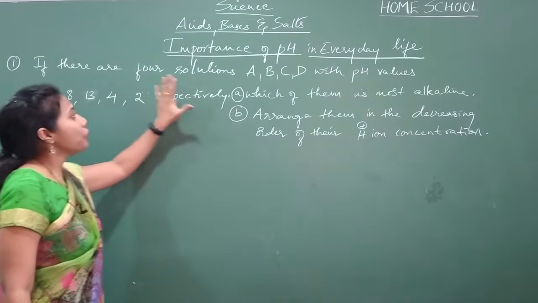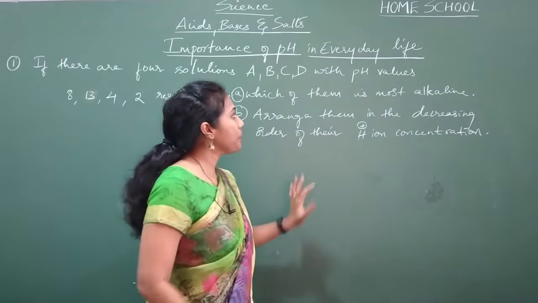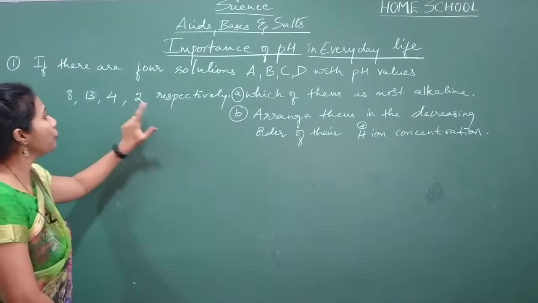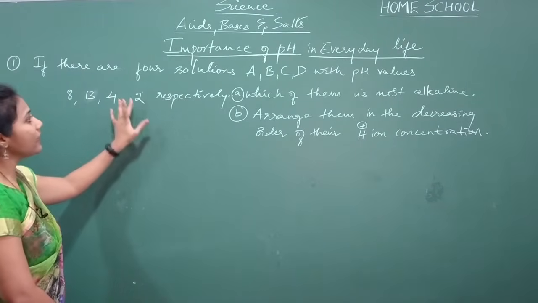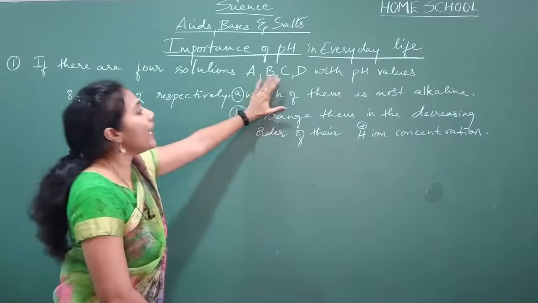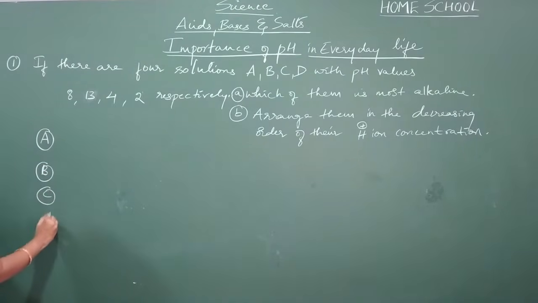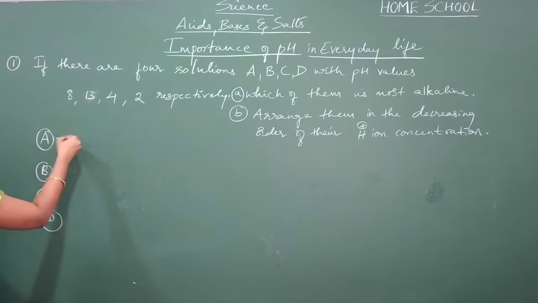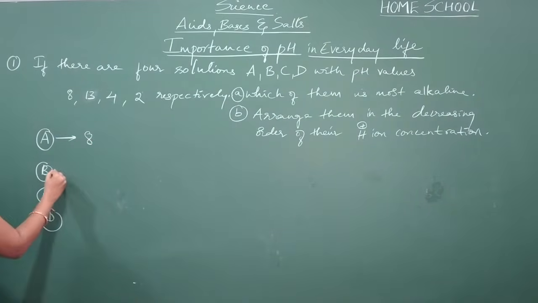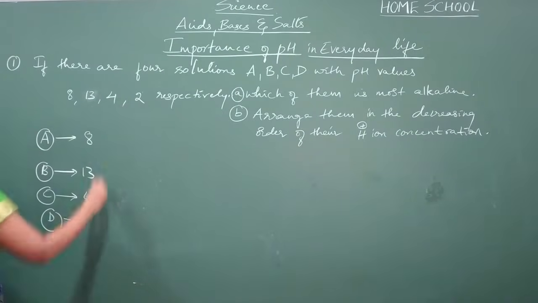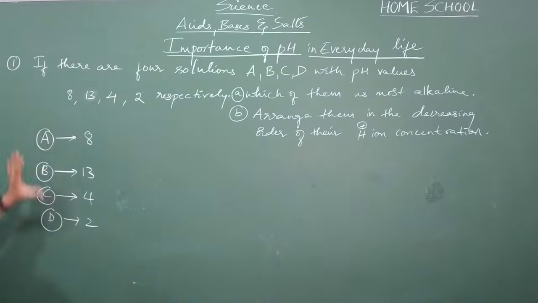Read the question. If there are 4 solutions A, B, C, D with pH values 8, 13, 4, 2 respectively. So this is the given information. They said you have 4 solutions: solution A, solution B, solution C and solution D. A solution's pH is 8, B solution's pH is 13, C solution's pH is 4 and D solution's pH is 2. Right? This is the given information.